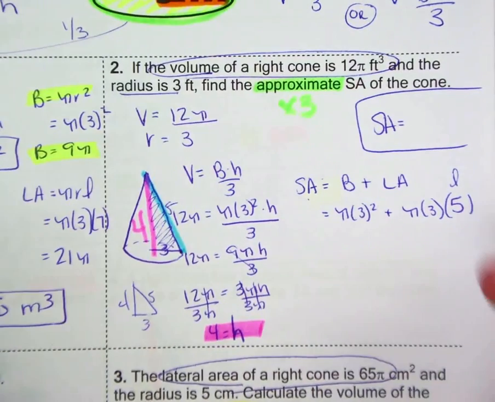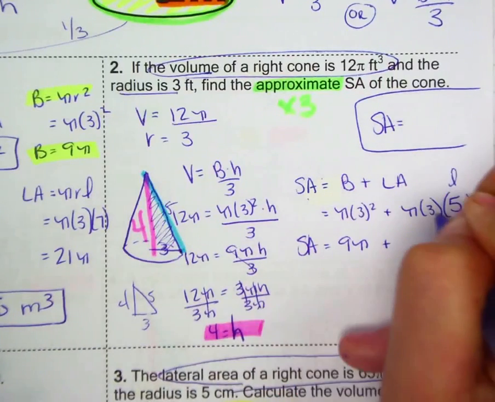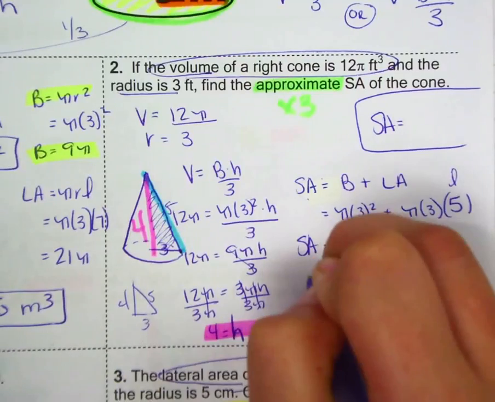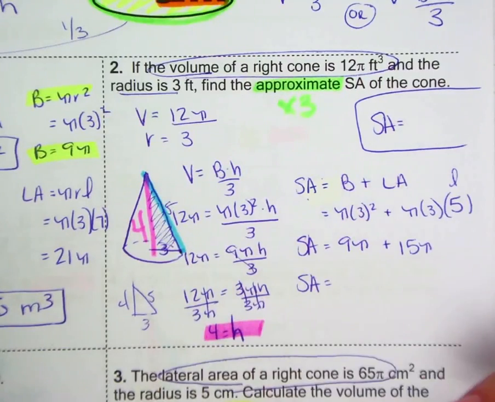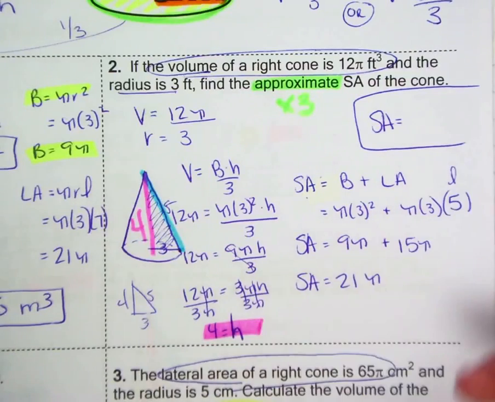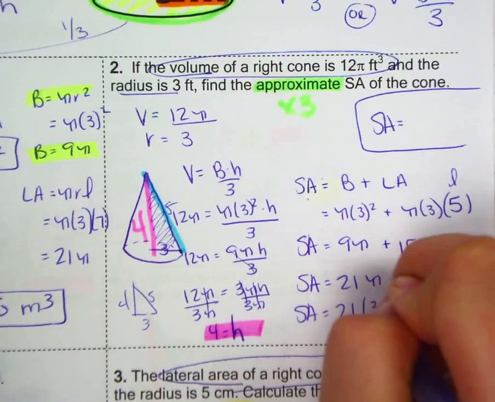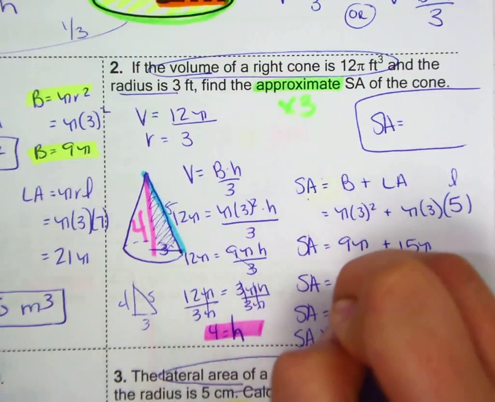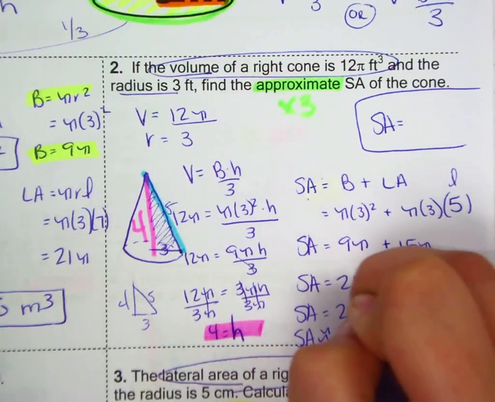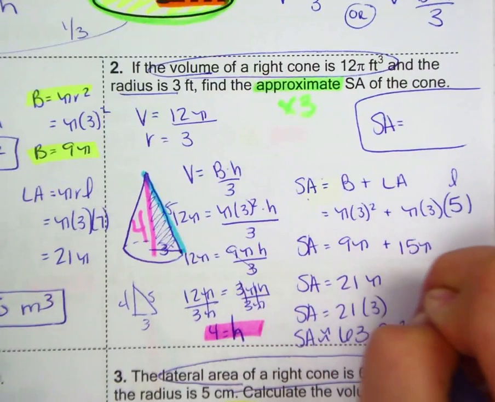Now we have everything we need to find the surface area. Pi r L is 15 pi. So the surface area is 9 pi plus 15 pi, which is 24 pi. And we want the approximate, so we're going to multiply by 3. Surface area is approximately 63 feet squared.